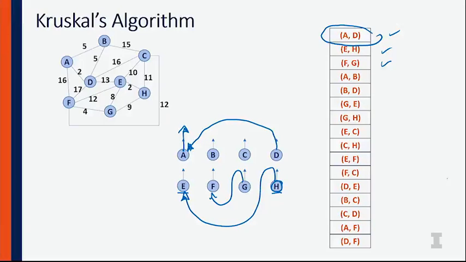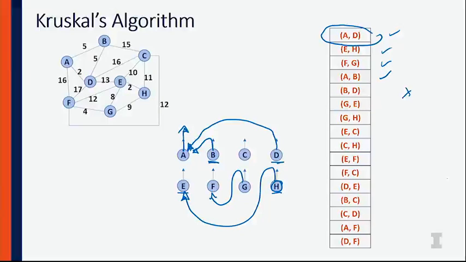A and B. Are A and B in different sets? Yes, so we union A and B together. B and D. Are B and D in different sets? They both have a set identity of A. If we follow the up pointers in the up tree, they both get to A. So they are in the exact same set. Because B and D are in the same set, we do nothing. We do not include this edge as part of our minimum spanning tree.